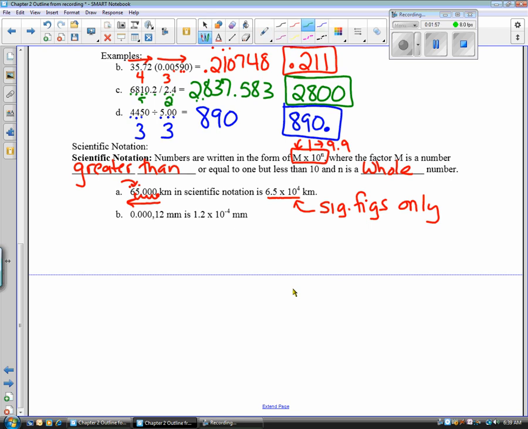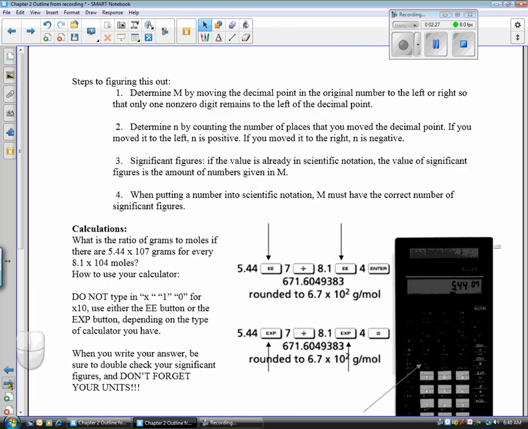Now, if we start with a decimal like we do here in B, we're going to take where the decimal is, wherever it is, and we're going to move it 1, 2, 3, 4 spots for this one to go between the first number and the rest of the numbers. So I moved it over 4 spots to the right, so that's why it's a -4. 1.2 are the only two significant figures, and notice it's a value between 1 and 9, one digit, then the decimal. Okay? Let's see what else we can learn about this.